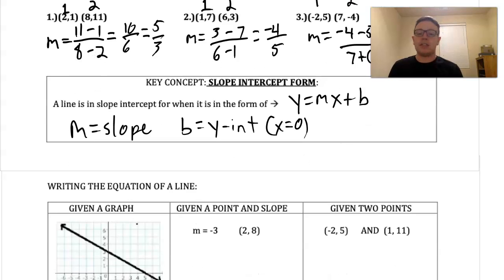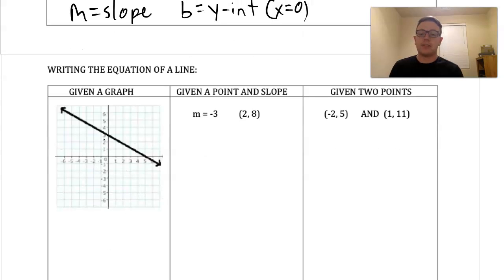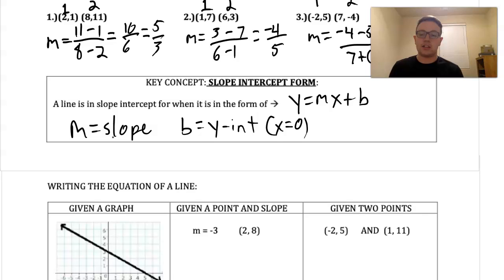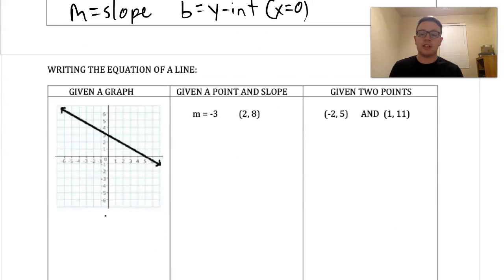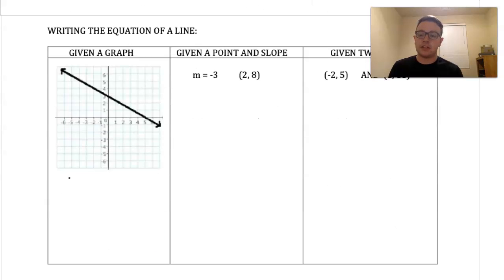Now we can write the equation of a line given a couple of different things. First of all, if we have a graph, what do we need for slope-intercept form? Well, we need a slope and we need an intercept. So let's try to figure those out. What's m and what's b?